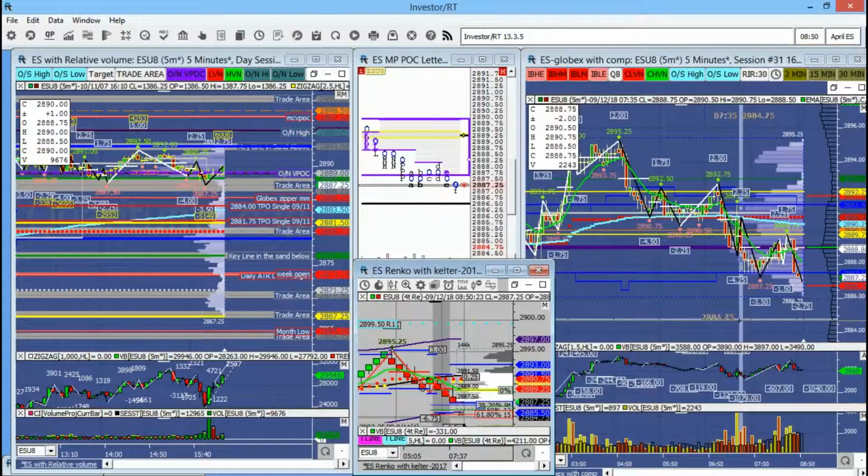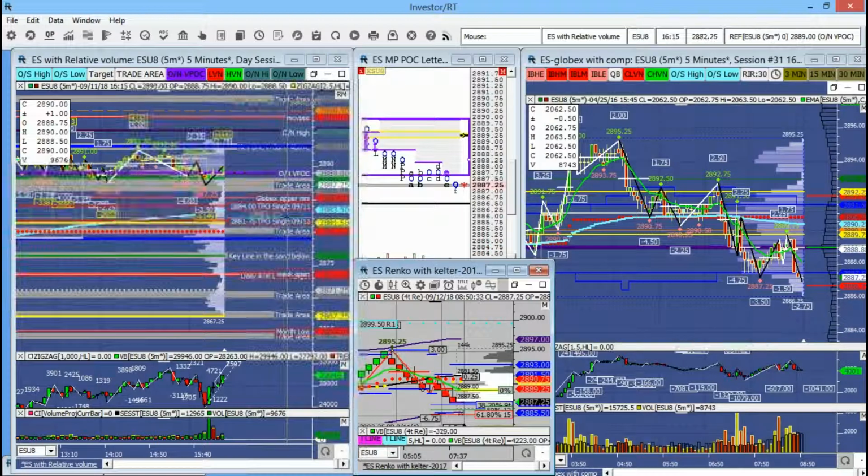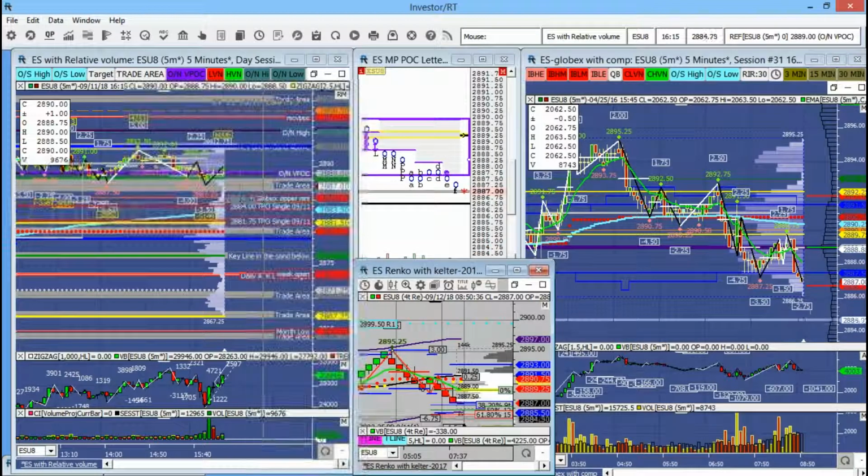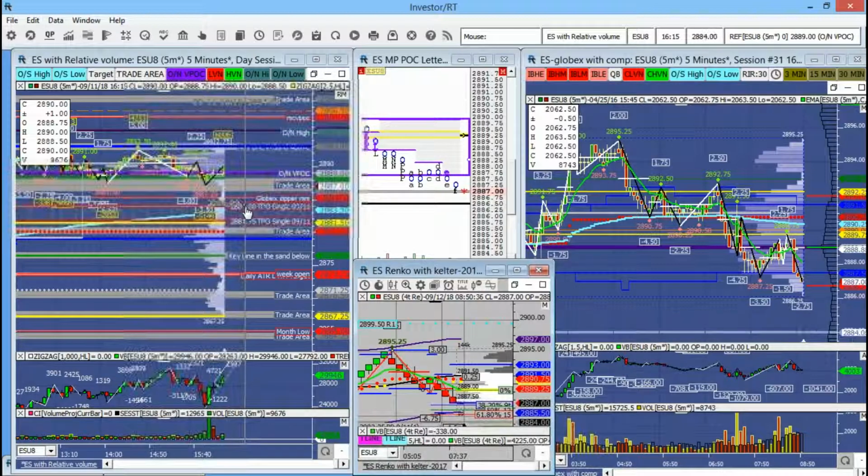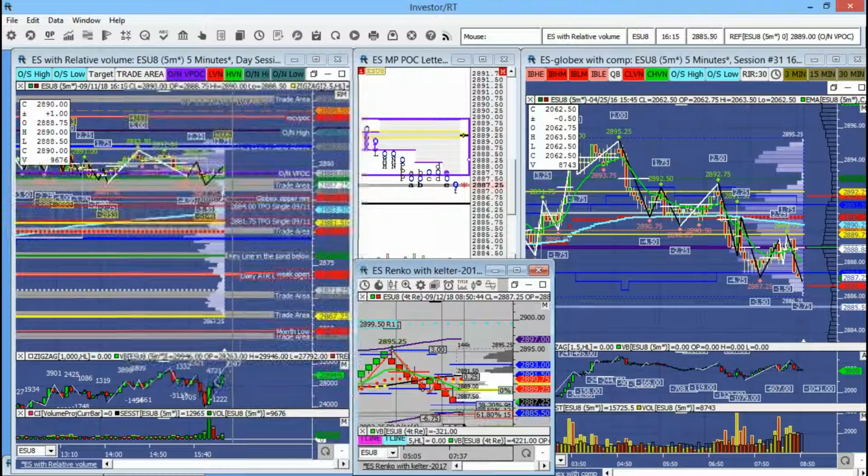Now this remains valid because it was completed. The zipper was completed inside of Globex, so it is valid carried over into the next session. So we have a Globex zipper measured move to 85 1/4. We've got the TPO single print at 84 and 81.75, and we get into a distribution zone down here.